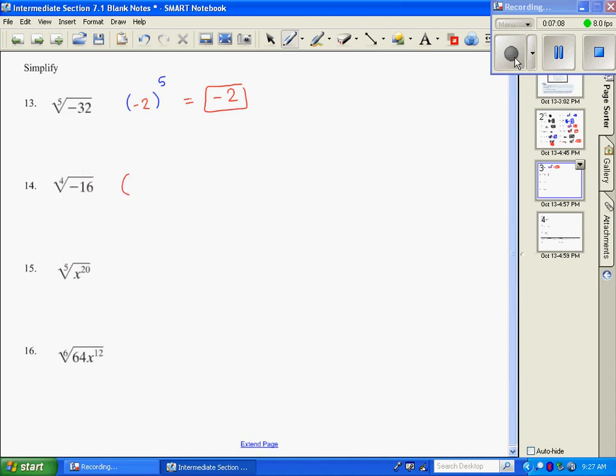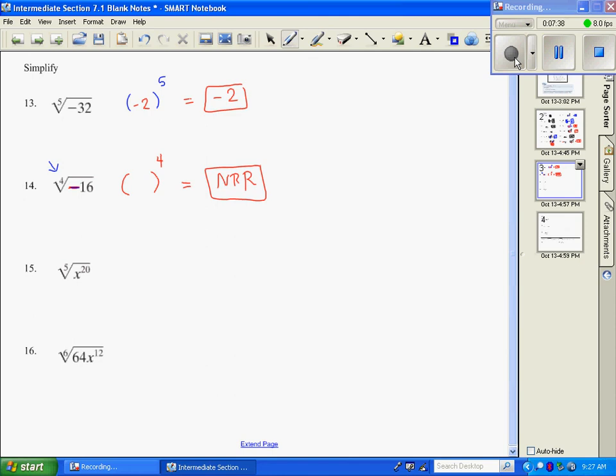Number 14, what number to the 4th power can give us a negative 16? That's not going to be possible for us to get a negative number to the 4th power. So this answer is going to be no real roots. And like we said, later we'll talk more about specifically what those answers are. Okay, if you have a negative radicand and an even index, it's no real root.